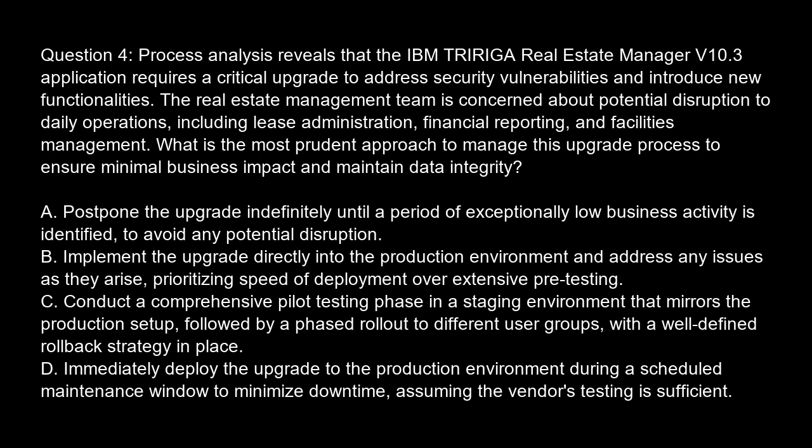potential disruption. Option B. Implement the upgrade directly into the production environment and address any issues as they arise, prioritizing speed of deployment over extensive pre-testing. Option C. Conduct a comprehensive pilot testing phase in a staging environment that mirrors the production setup, followed by a phased rollout to different user groups with a well-defined rollback strategy in place. Option D. Immediately deploy the upgrade to the production environment during a scheduled maintenance window to minimize downtime, assuming the vendor's testing is sufficient.